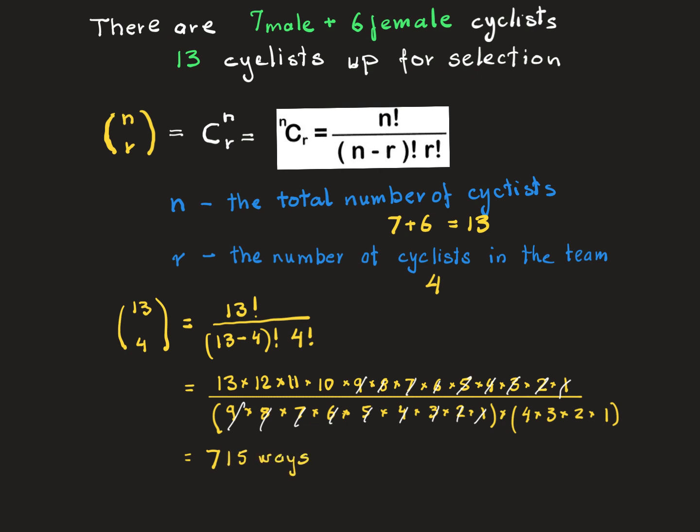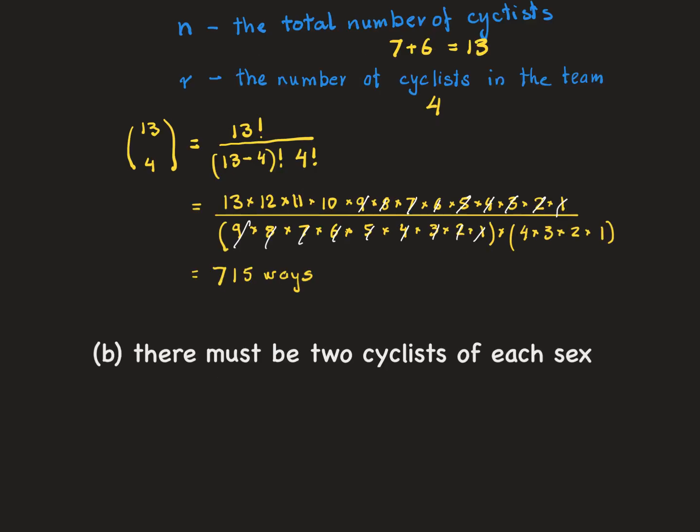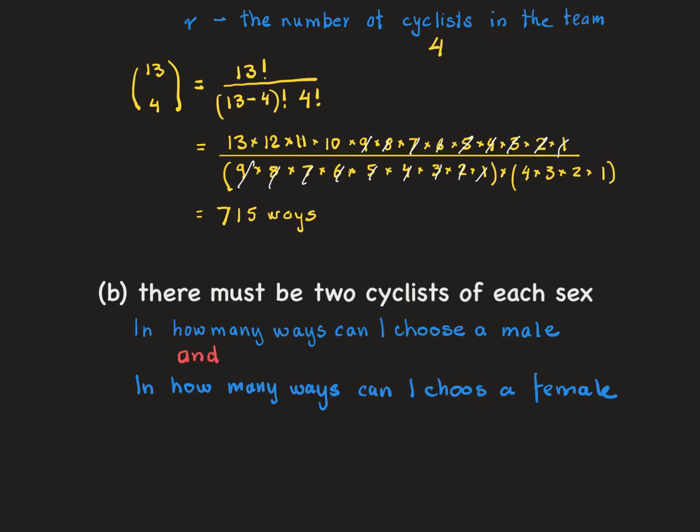Now you can see that doing manual multiplication can be quite horrendous if you've got a very big number. If you have the calculator, just find the combination symbol on it and use that. For this question, we want to find 2 cyclists of each sex. It may seem to you like, oh no, how difficult can that be? But it will not be so difficult at all, because we're going to look at each sex separately. If I write it out in a sentence, this is what I'm asking. In how many ways can I choose a male, and in how many ways can I choose a female? Remember, there must be 2 cyclists of each sex.